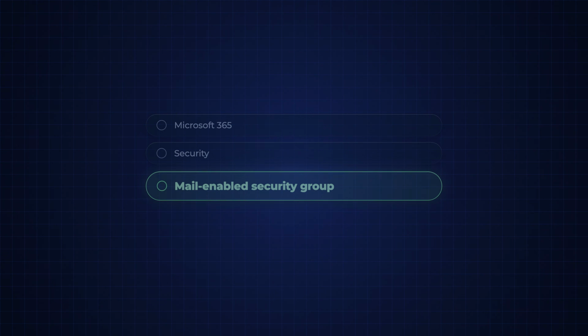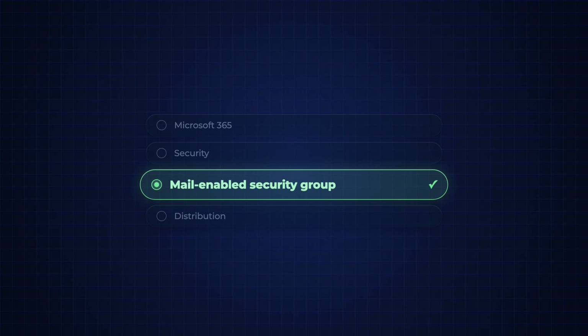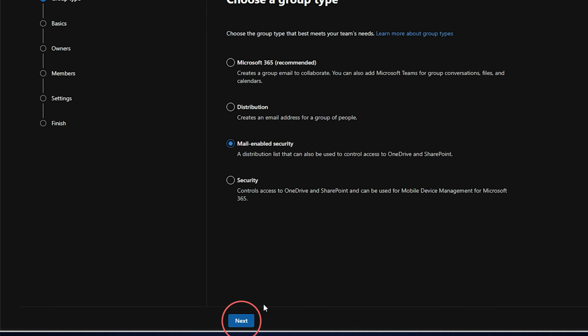And again, as a reminder, this is something that likely only your IT administrator will be able to do. So if you're struggling to find out how to do this, don't worry. It is something that you'll need to loop them in on. But we're going to select the mail-enabled security group and then hit next.